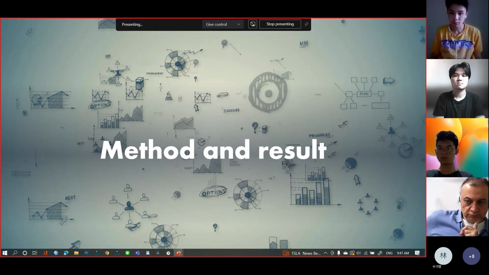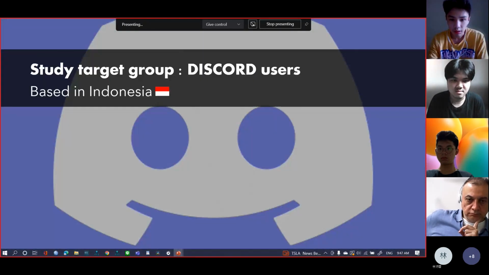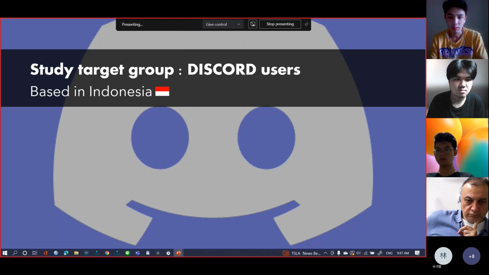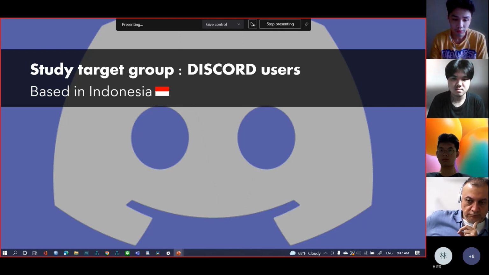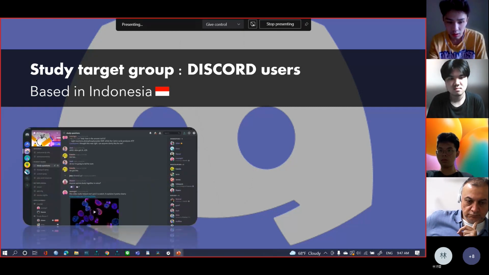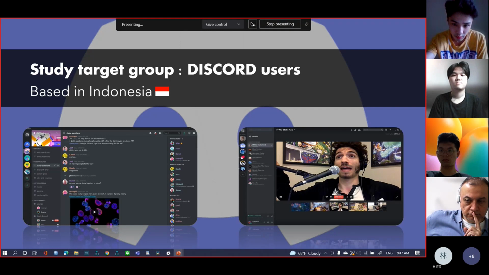Okay, now I'm going to explain about our study method and result. First of all, let me introduce you our study target group. So this study target group is premium users of a well-known digital app service called Discord. And we chose Indonesia as our geographical location. Discord is a premium digital app that is engaged in instant communication in the form of chat and video calls. Users who subscribe to the premium subscription of it can enjoy more benefits than those who don't.